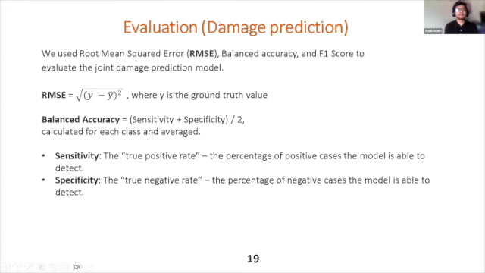Later on, moving on to how we evaluate the damage prediction model, we use the root mean squared error to calculate the distance between the ground truth scores and the scores assigned by the model. We also use balanced accuracy, which is an enhanced form of accuracy defined by this formula: sensitivity plus specificity divided by 2. This is better when we have a highly class imbalanced data set compared to accuracy, because accuracy uses the total number of classes instead of putting any weight on the individual classes, which are imbalanced. We also use an F1 score to evaluate the classification of the joint scores. And here's a bit more about sensitivity and specificity, which are the true positive rate and the true negative rate.